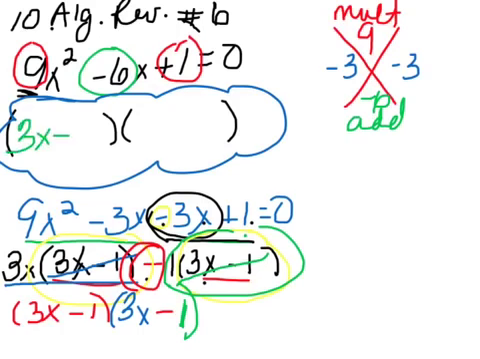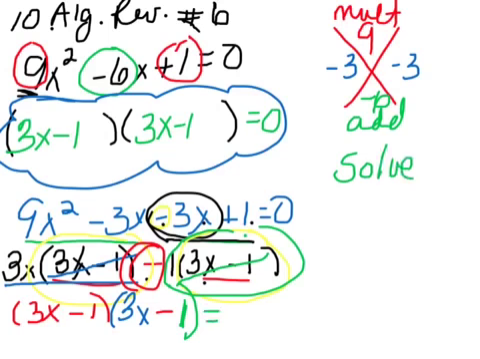Now that's not the answer because they told me to solve it. So to solve it, if you remember, it was already set equal to 0. And to solve now, what I have to do is take each factor and set it equal to 0. But do you notice that they're the same thing? Since they're the same thing, I don't have to write it down twice. I just need to write it down one time and solve it. So I'm going to set 3x minus 1 equal to 0. So I'm only going to have one answer here.